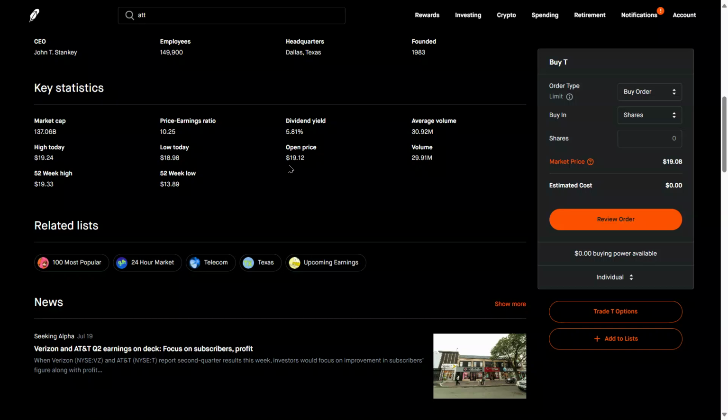This is where it opened. The price opened at 1912 when the market opened at 9:30. The lowest it dipped on Friday was 1898. The highest it went on Friday was 1924. Right, and if you look back, let me show you how this works.